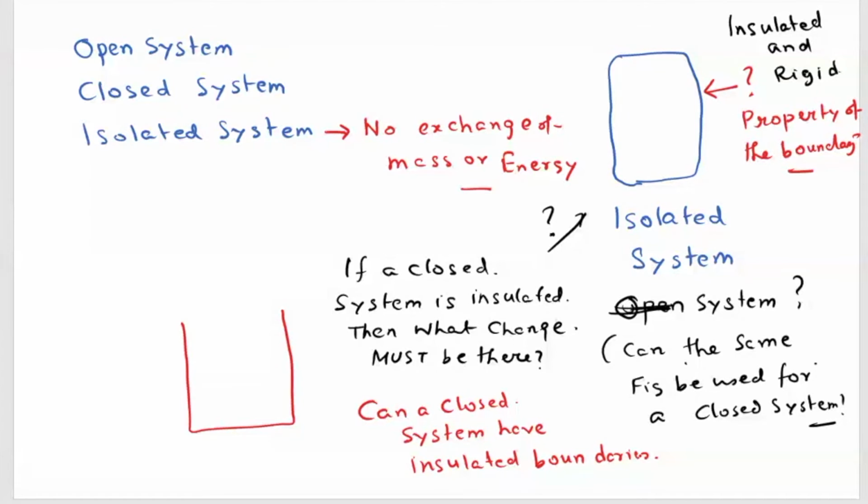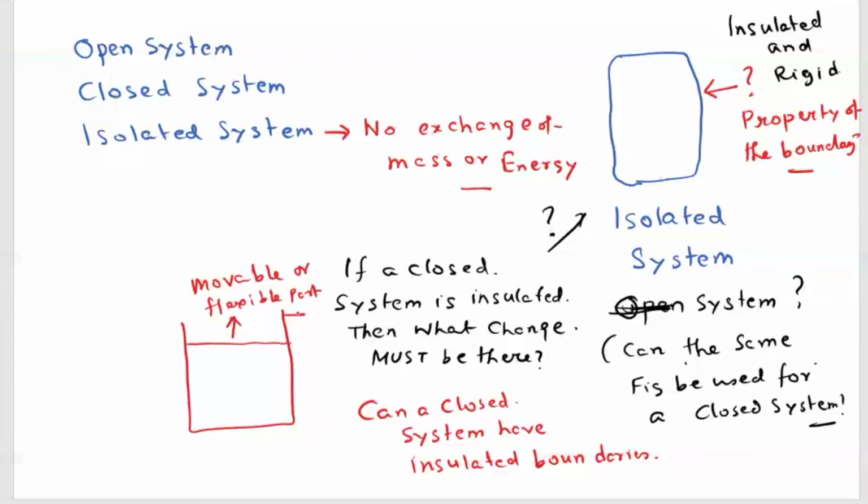Very good, Abhishek Kumar. Of course, it can have insulated boundaries, but then it must have some movable or flexible part. Absolutely. You can say non-rigid, or you can have a movable part or a flexible part or whatever.